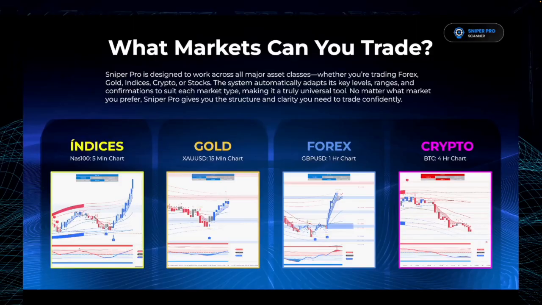trade confidently. And as you can see here on the screen, we have an example of the indices market, the NAS 100 on the 5-minute chart. We have gold on the 15-minute. We have Forex on the 1-hour chart, and we have crypto on the 4-hour chart. And it fires off beautifully.